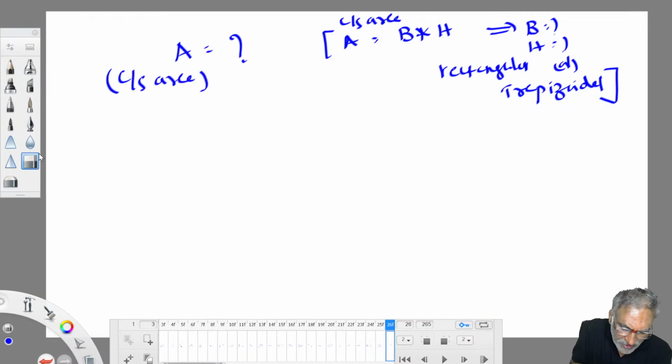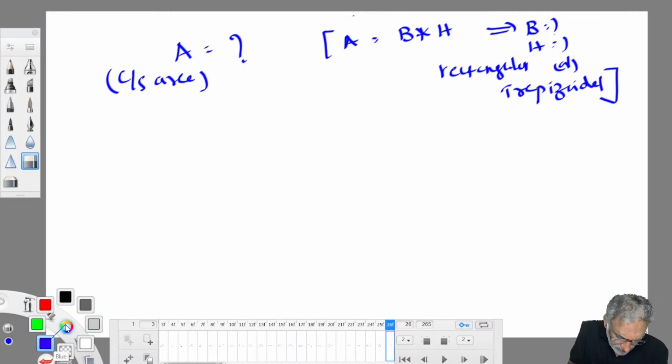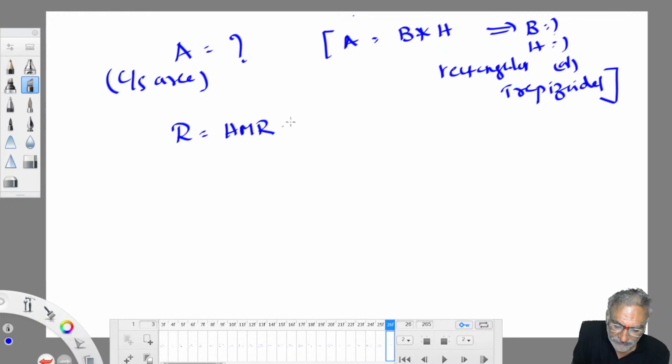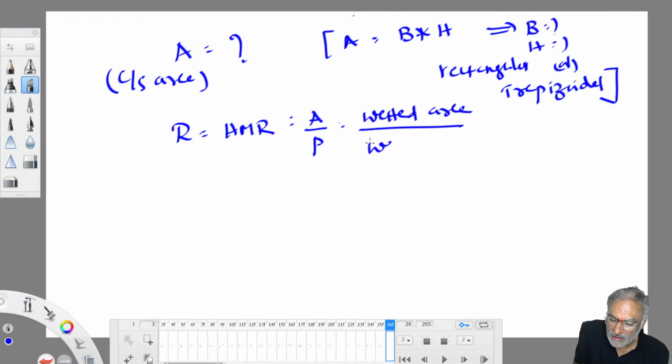Second one is gravity conduit. What is important to carry water? Velocity of flow. Proper flow velocity has to be generated. To generate velocity, what is required? Proper hydraulic gradient is required. So R is the hydraulic mean radius. This has to be worked out, which is nothing but wetted area by wetted perimeter.